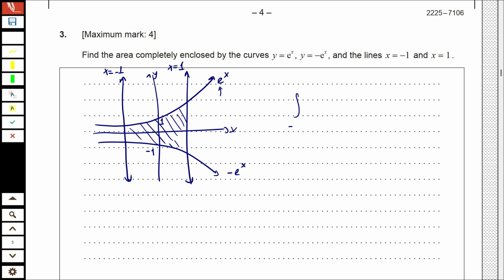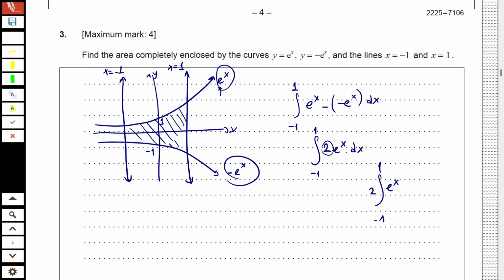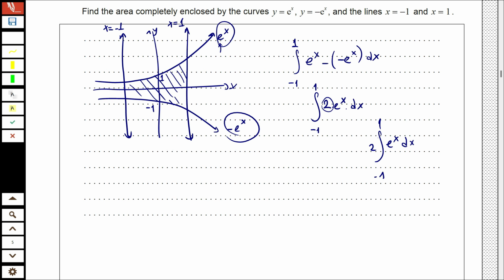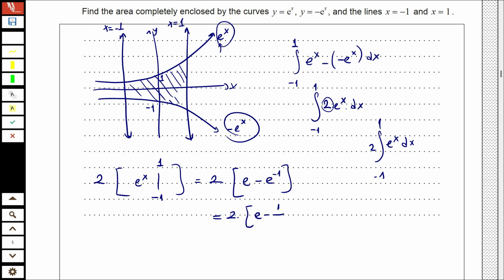So I will use the integral, and the limits are from minus 1 to 1. At the top there is the function e to the power of x, and we're going to subtract the other function, which is minus e to the power of x. So that is 2 times e to the power of x, and you can take out this 2, and I know that the integral of e to the power of x is the same. So in this case, I will just substitute the limits of this integral into e to the power of x. It's going to be 2 times e minus e to the power of minus 1, and you can write 2 times e minus 1 over e.